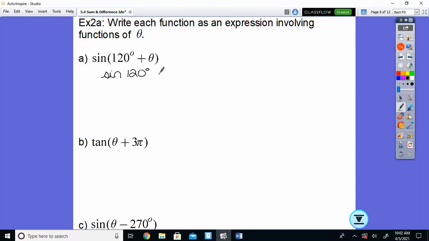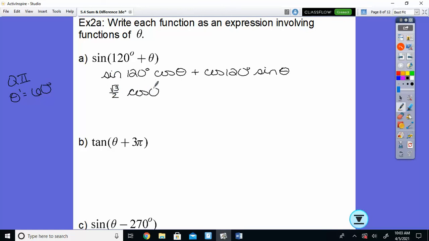So it's sine of 120 degrees cosine of theta plus cosine of 120 degrees sine of theta. What quadrant is 120 in? Reference angle 180 minus 120 is 60. And in quadrant 2, is sine positive or negative? Positive. Sine of 60? Radical 3 over 2.